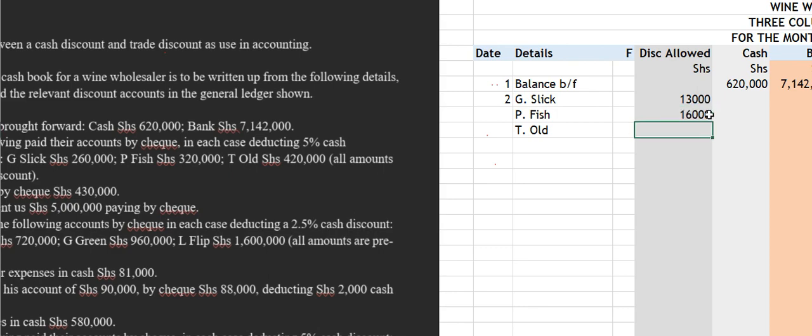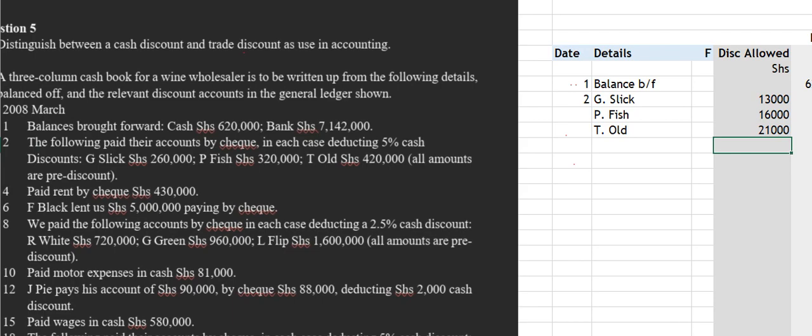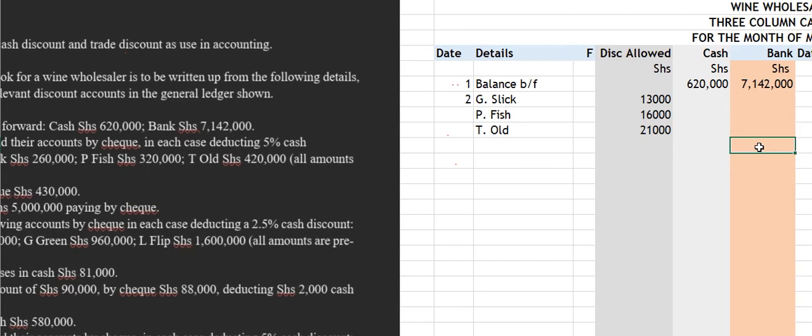That is 16. Then for T-Old, that is 5% times 420,000. That is 21,000. Now these customers are paying by check. They are paying by check, but they are paying less by these amounts.